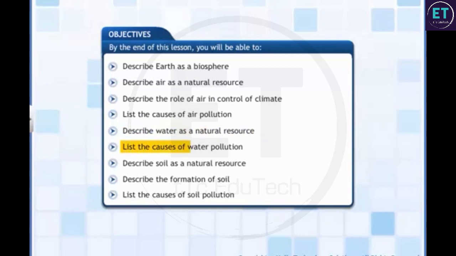list the causes of water pollution, describe soil as a natural resource, describe the formation of soil, and list the causes of soil pollution.